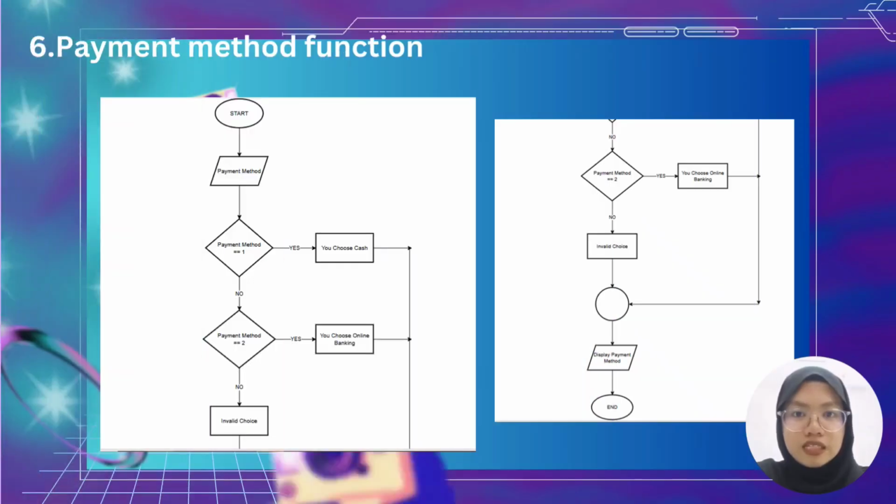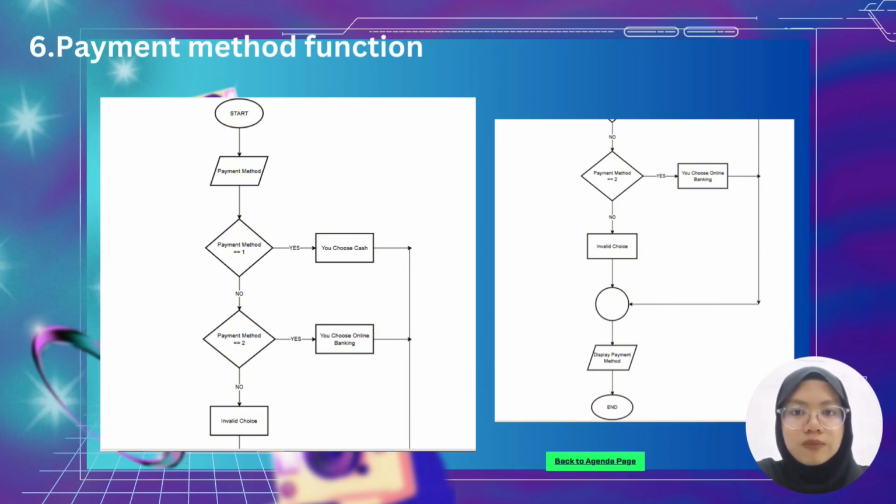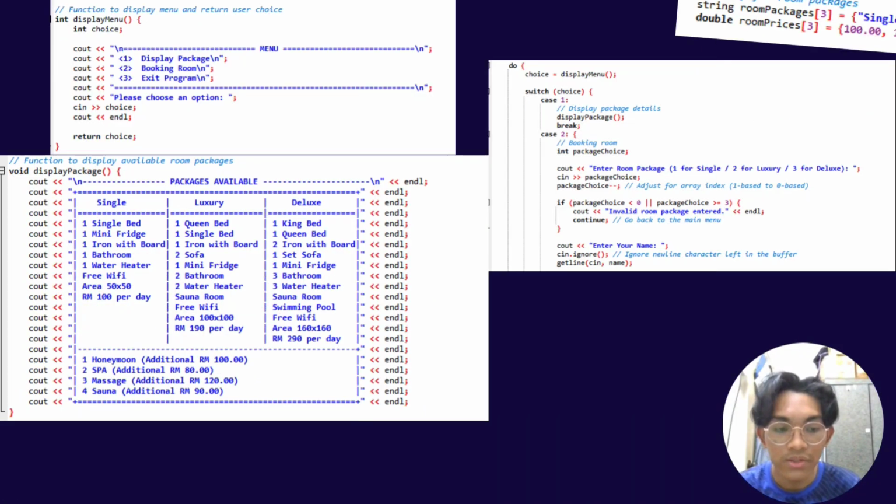And the last flowchart function we use is for payment method, whether the user wants to pay for the booking through cash or online banking. If the user chooses one, the system will directly display the payment method, which is cash. Same goes for payment method online banking. If the user chooses two, the system will directly display the payment method, which is online banking. And if the user doesn't choose any, the system will go to invalid choice and the system will end. This is for the coding part.